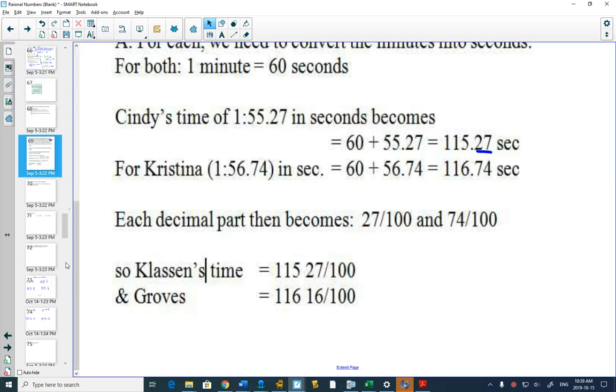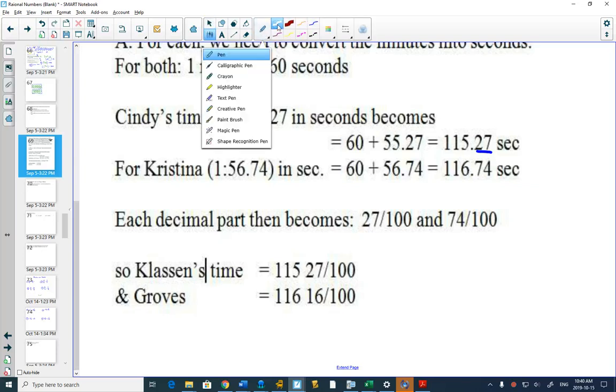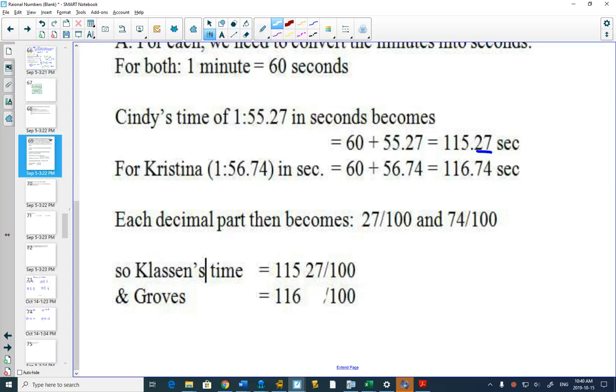So this can help us figure out how much, oh, sorry, there's a typo here. Just see that now. There, 74 100ths.